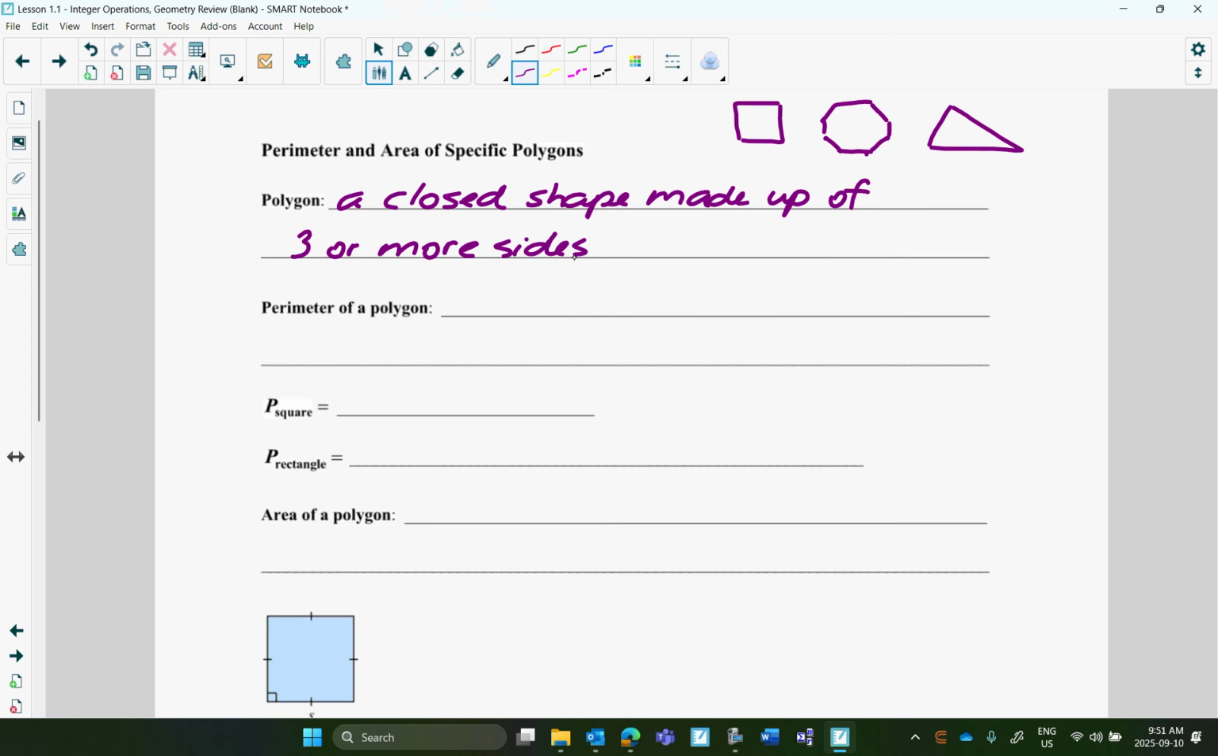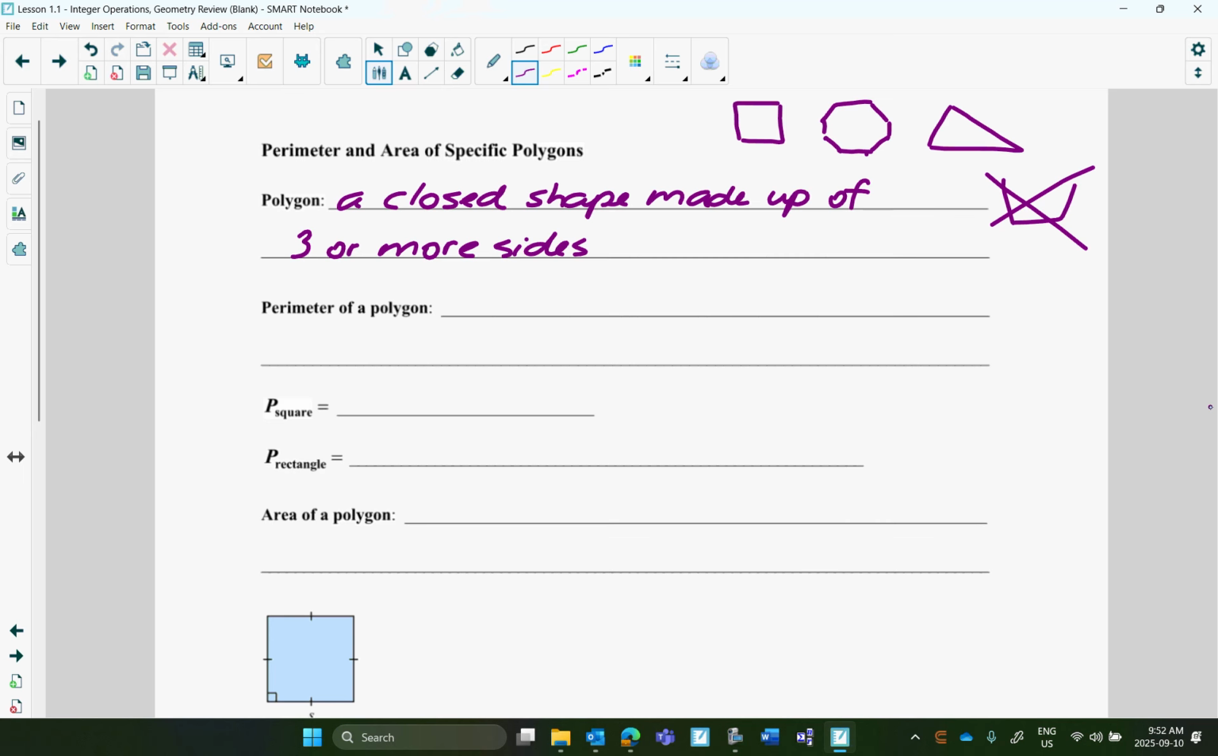Yeah, so for example, that's not a polygon. It's got sides, it's got more than 2, but it's not closed. Okay. How do you find the perimeter of any polygon, no matter how many sides there are? You sure? Or you think, is that something else?